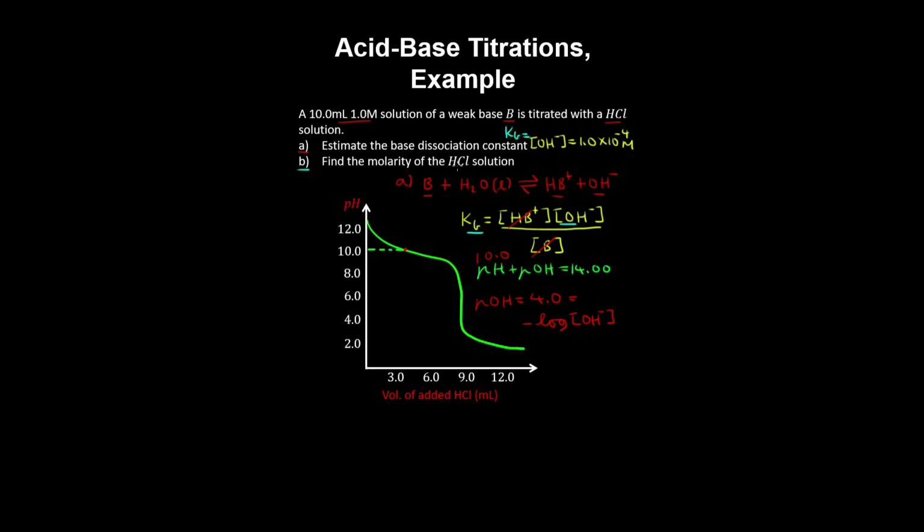Now in part B, we'll find the molarity of the hydrochloric acid solution, and recalling the neutralization reaction of a weak base with a strong acid, and ignoring the spectator ions and adding H2O to both sides, we can obtain the following net ionic equation, where these are an aqueous solution. So at the equivalence point, all of the base is neutralized by the acid, and we're left with the conjugate acid.